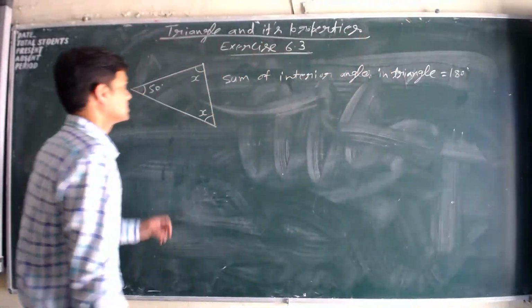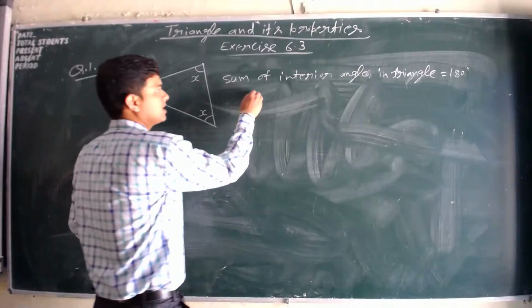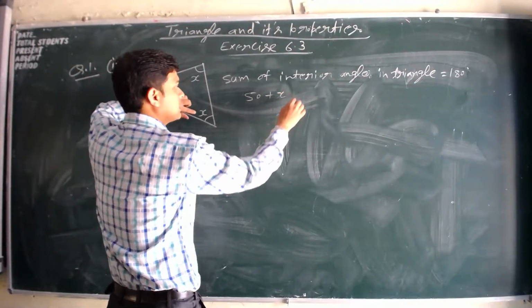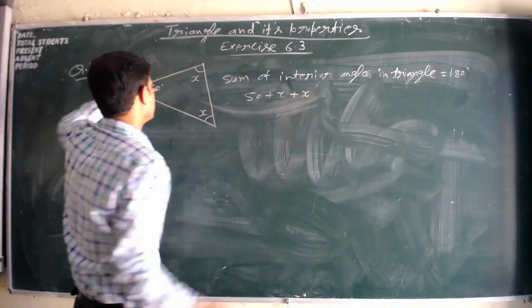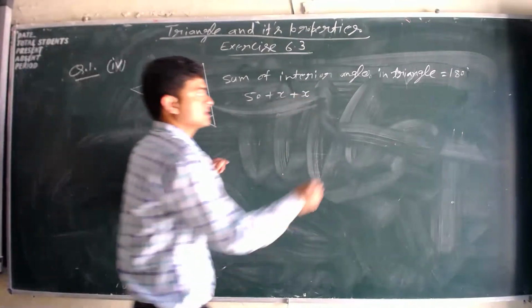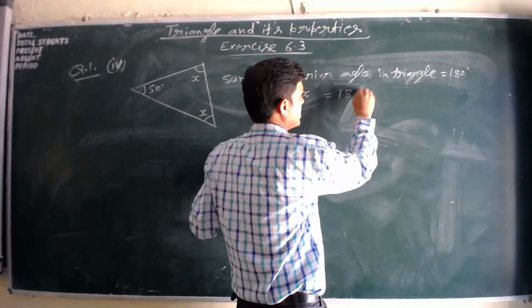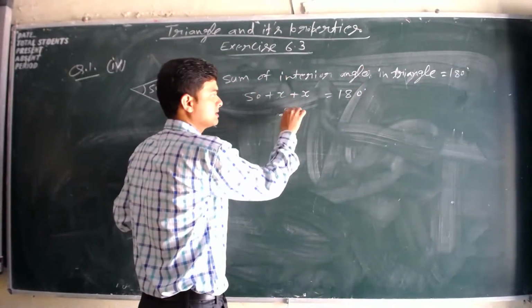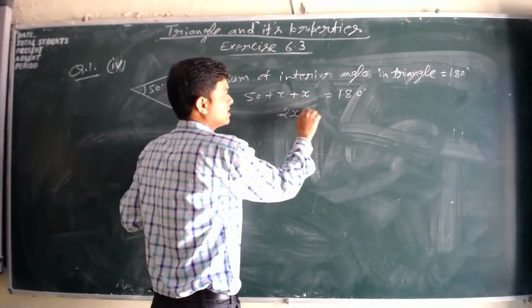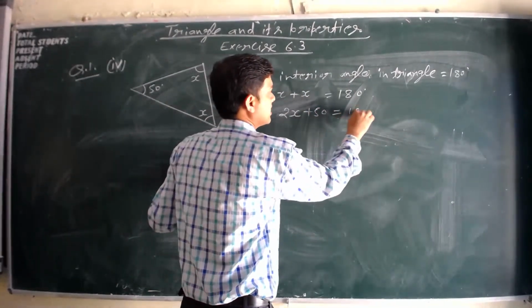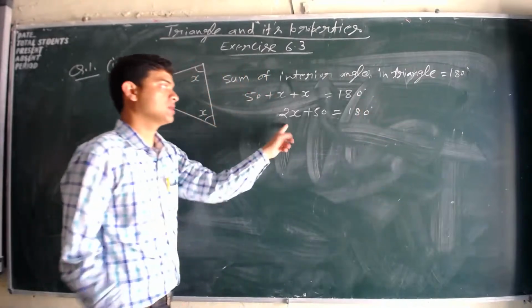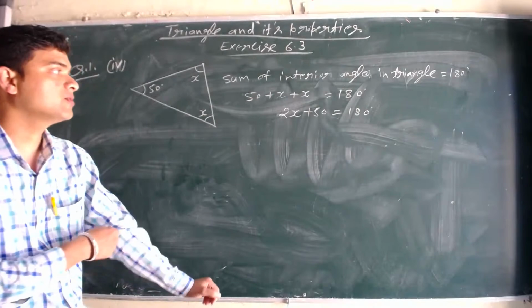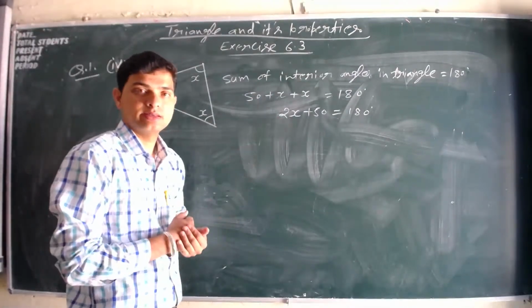Next one, the sum of three angles: 50 plus x plus x. Clear? 50 plus x plus x is equal to 180. x plus x is 2x, so 2x plus 50 is equal to 180. Now we have to solve this equation. According to your exercise 4, we can solve this easily.